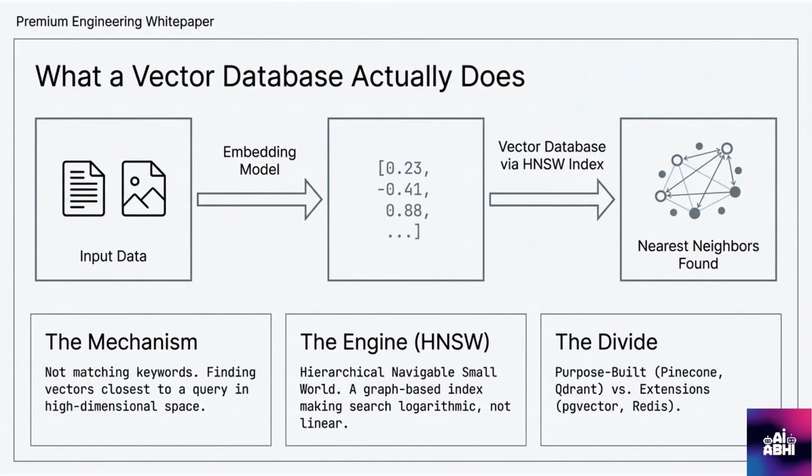Most of these use an algorithm called HNSW, hierarchical navigable small world. It's a graph-based index that lets you search billions of vectors without checking every single one. The search complexity grows logarithmically, not linearly. That's why vector search at scale is even possible.